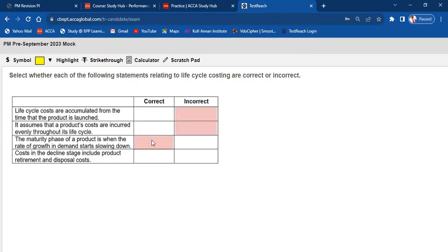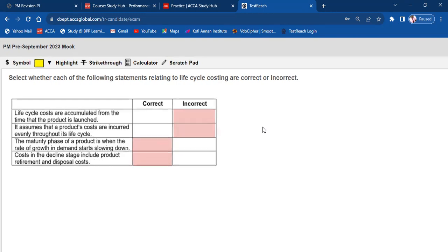So when you spend all of the time in section C, when you come here, you just be rushing, and definitely you get it incorrect. Last one. It's correct. Costs in the decline stage include product retirement and disposal costs. That's correct. All 4 must be ticked correctly before you score too much.